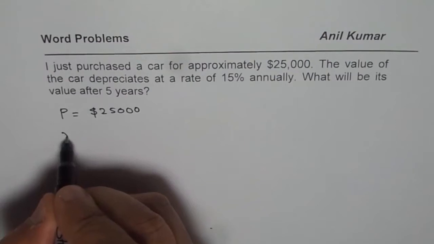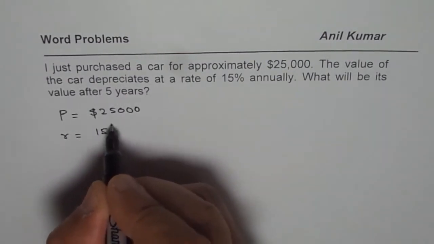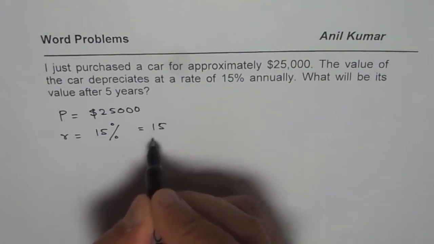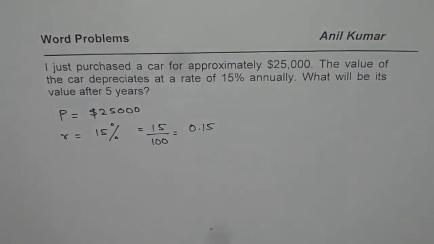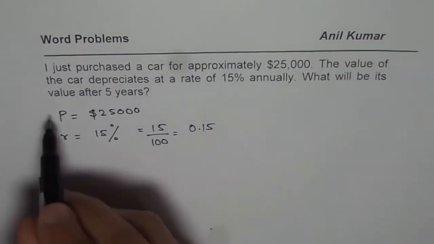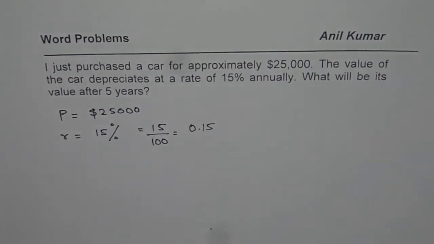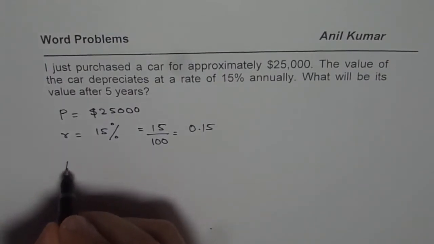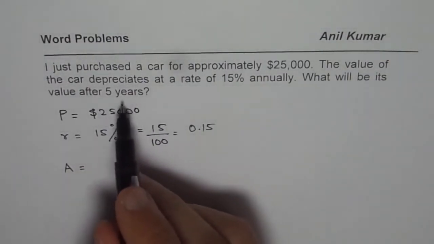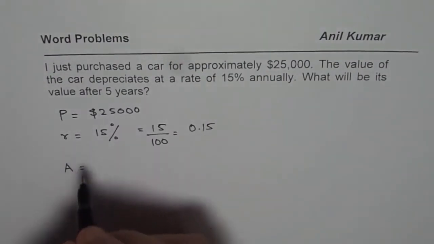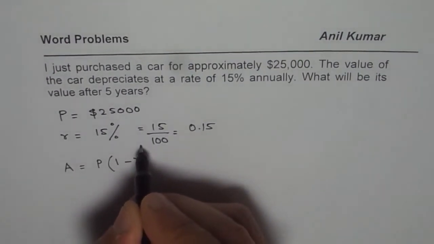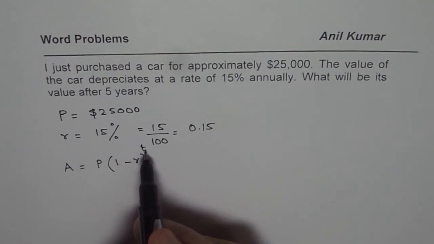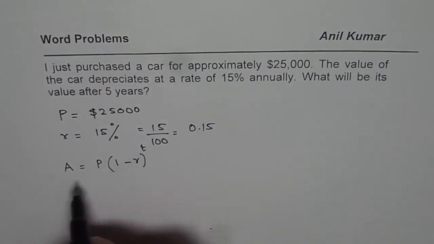And rate of depreciation R is 15%. 15% means 15 over 100, which we can write as 0.15. Now the question is, what will be its value after 5 years? Those of you who know that this is an exponential decay can write the formula that the amount after any duration of time with that constant rate could be given as the original amount times 1 minus rate to the power of t, where t is in years, right? So that is how we can apply this formula.